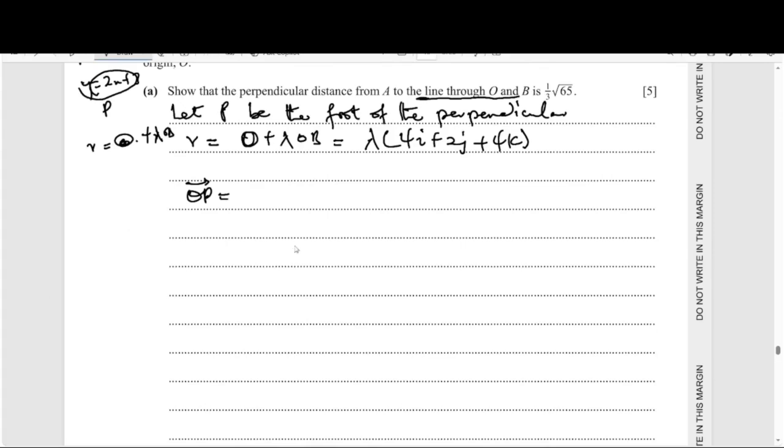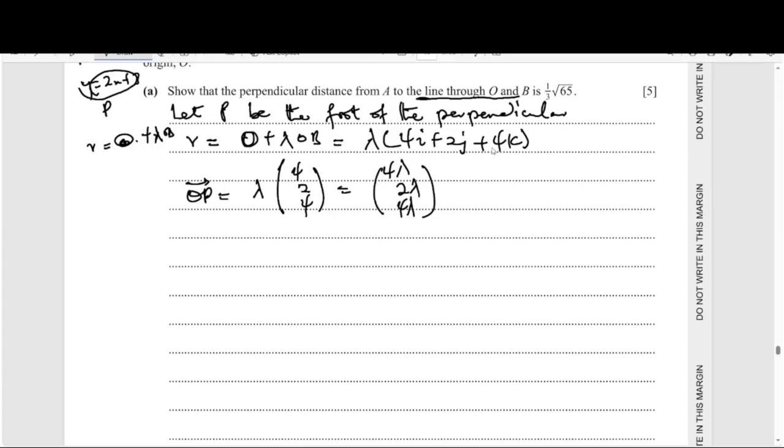I'm going to write OP is equal to lambda, and then write as a column vector 4, 2, and 4. So column vector instead of parameterization, right? So this is for OP, right? Or you can write it as 4 lambda, 2 lambda, and then 4 lambda again. Mind you, since you are writing it this way, there's no need to bring i, j and k. It is wrong to bring i, j and k.